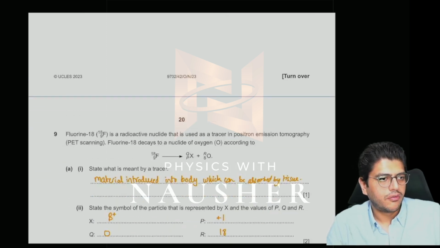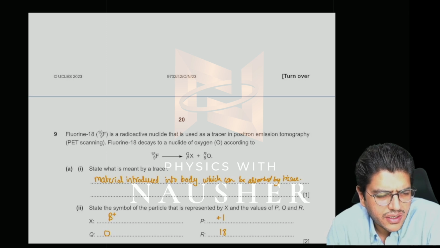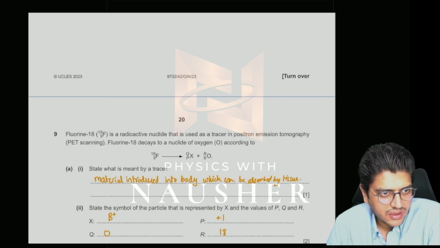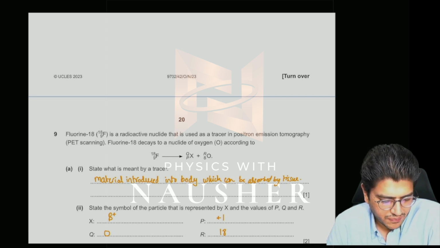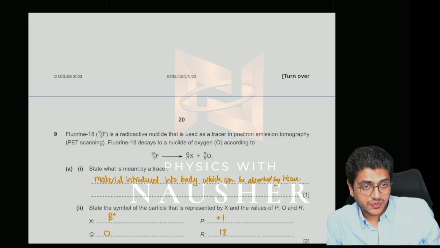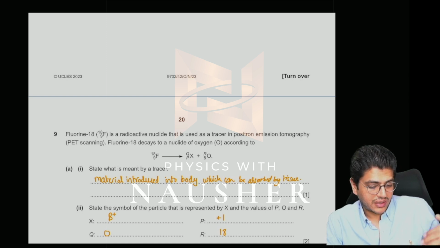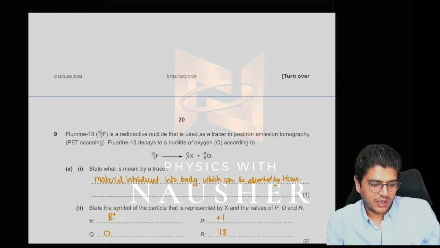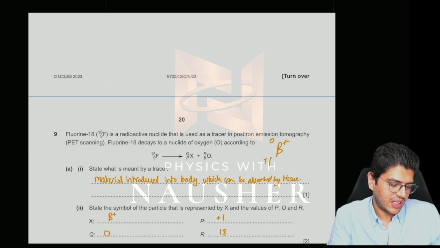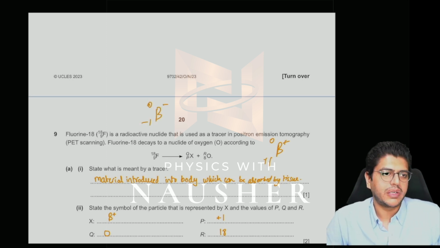And question number 9. Fluorine-18 is a radioactive nuclide that is used as a tracer in PET scans, and fluorine-18 decays to a nuclide of oxygen-18, and X is something that is formed, or something that you need to know. When they say that this is positron emission, that means that X is a positron. So what is the symbol for X? It's beta positive. That's the symbol for positron. And what is a positron? Positron is the opposite of an electron, so it's going to be 0 plus 1. If it was an electron, it would have been 0 minus 1, which is also a beta negative particle.